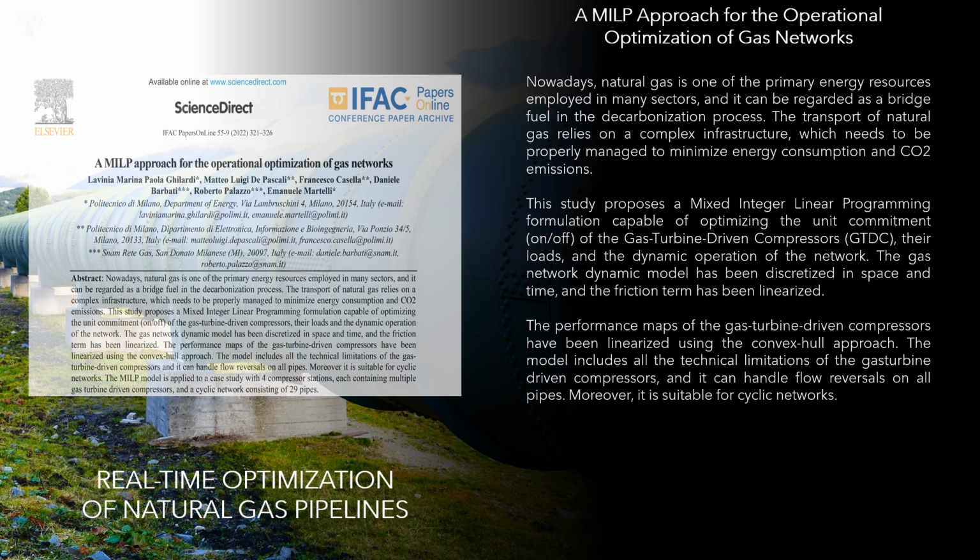Nowadays, natural gas is one of the primary energy resources employed in many sectors, and it can be regarded as a bridge fuel in the decarbonization process. The transport of natural gas relies on a complex infrastructure, which needs to be properly managed to minimize energy consumption and CO2 emissions. The performance maps of the gas turbine-driven compressors have been linearized using the convex hull approach. The model includes all the technical limitations of the gas turbine-driven compressors, and it can handle flow reversals on all pipes. Moreover, it is suitable for cyclic networks.